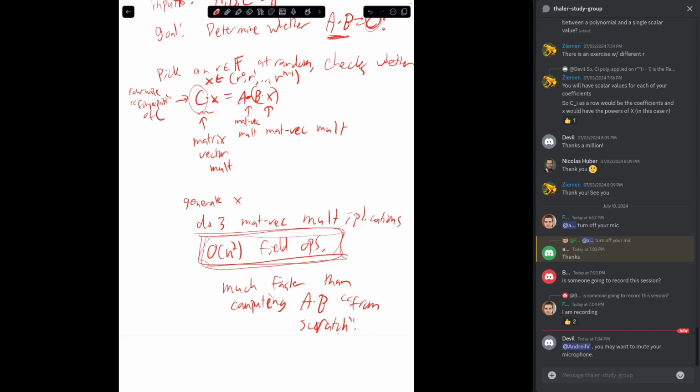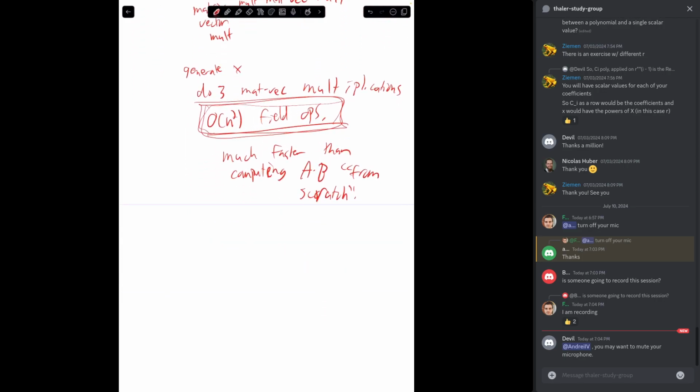And if C and A times B are not the same matrix, then there must be at least one row where they don't have the same row. And the whole point of Reed-Solomon fingerprinting is that if you fingerprint two different vectors, with overwhelming probability you get out a different fingerprint, a different result. And in that case, the row by row fingerprint of C will not equal the row by row fingerprint of A times B.